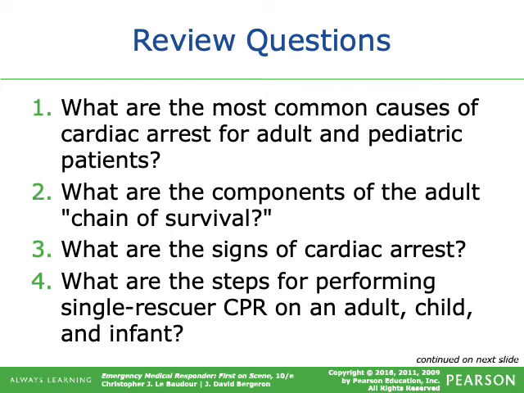What are the steps for performing single rescuer CPR on an adult, child, and infant? I'm going to give a brief answer on this. You can reference your book for a more detailed answer. The steps are to initiate CPR. Everybody's ratio is going to be 30-2 with a single rescuer. So that's going to be 30 compressions to 2 ventilations.